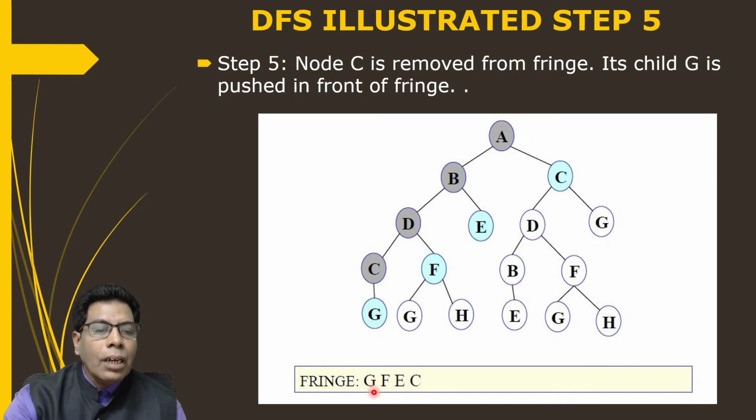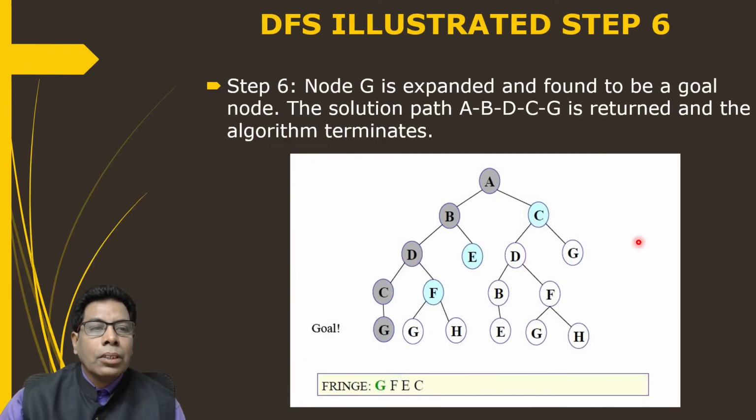So the other nodes will be F, E and C. Then the last step: here G is expanded and it is found to be the goal node. So the solution path will be A, B, D, C, G. This will be returned and the algorithm will terminate.